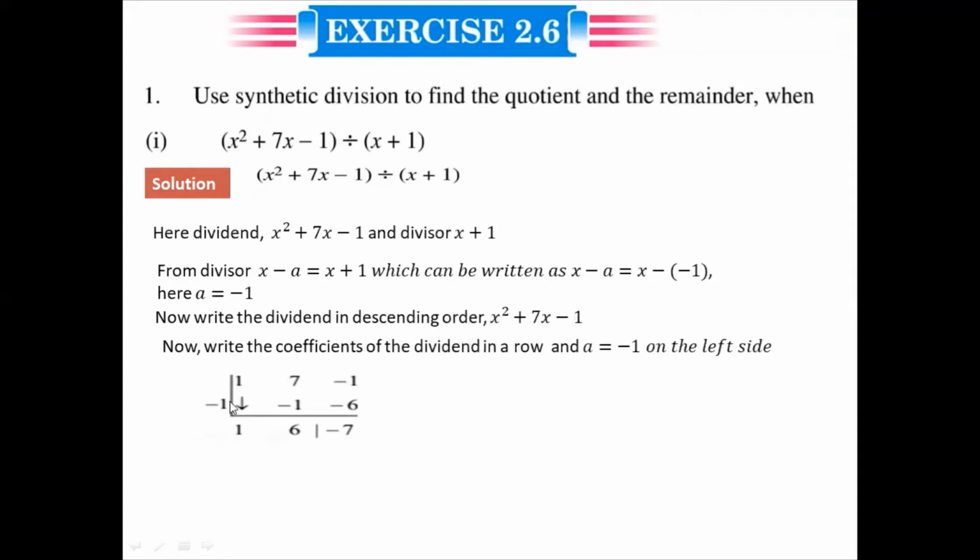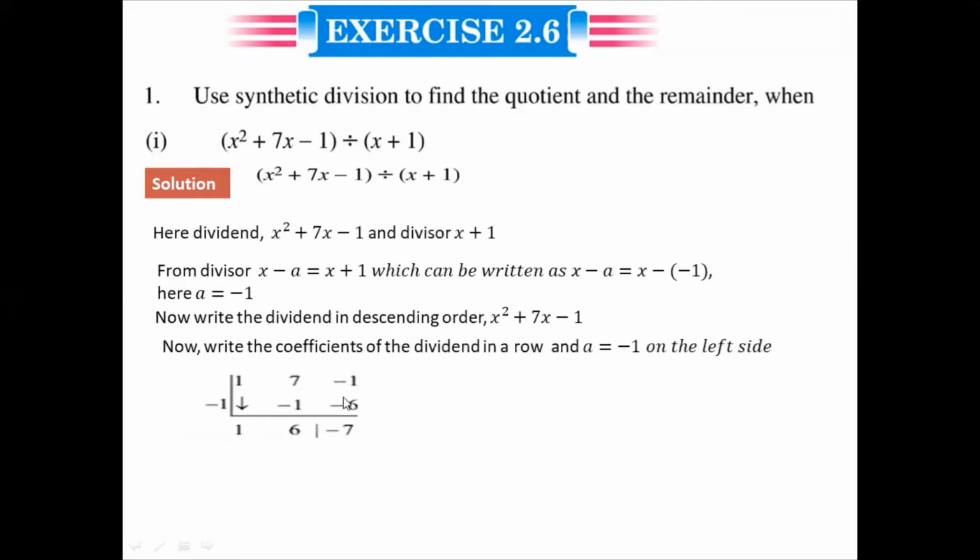Now we have to take these two lines. First we take 1 as it is under this horizontal line, and now we multiply this 1 with this minus 1. When we multiply these two numbers, we have minus 1, and we write this minus 1 under 7. When we add these two numbers, we have 6, and again we multiply this 6 with minus 1.